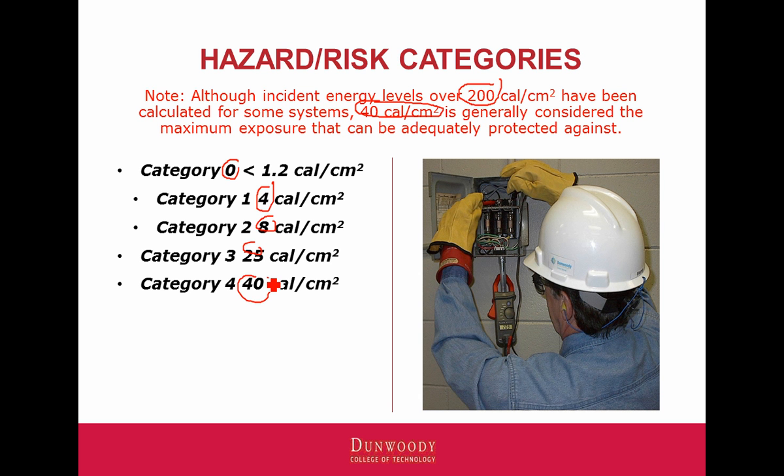Category 2, you are getting into something more serious at this point. They measure it based on, like I said, how much heat can land on your flesh per square centimeter. So 4, 8, 25, 40. That's 1, 2, 3, 4. And 0 is less than 1.25.